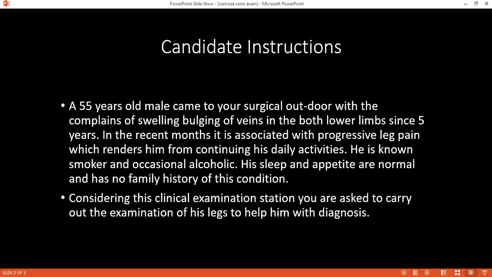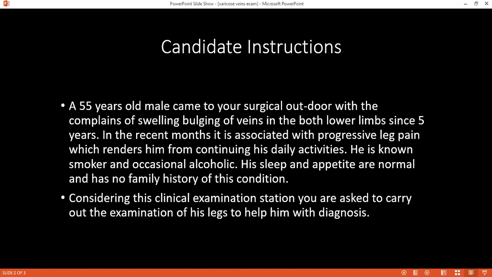Yes. I will enter the room. I will wash my hands and introduce myself. Hello, I am Dr. Fariha Mariam, one of the exam candidates. I will explain the procedure. Today I have been asked to examine your leg, which includes looking, feeling and moving. I'll gain consent. Will that be okay with you?